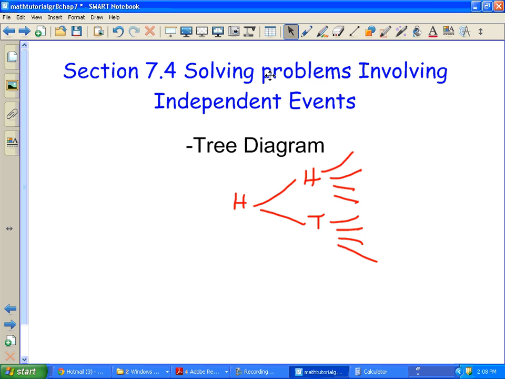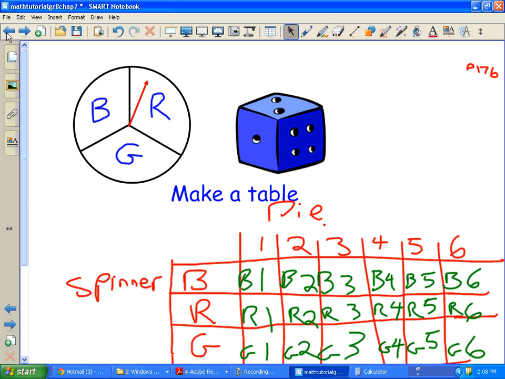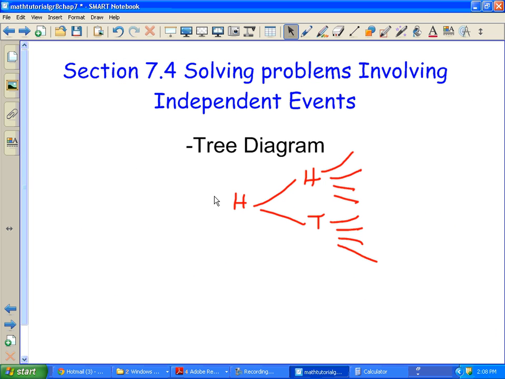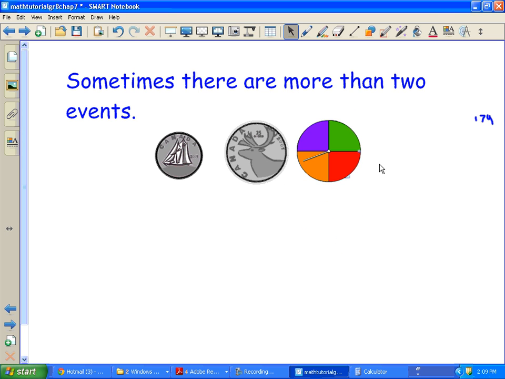Sometimes you only have two events happening, for example, spinning a spinner and rolling a die. Sometimes you might have more than two events. In this case, I might use a tree diagram to show heads or tails, and then maybe flipping a quarter afterwards, and then maybe flipping a dime. So I'm going to look at this one right here. Sometimes there are more than two events happening. So I'm going to look at the dime, the quarter, and the spinner.